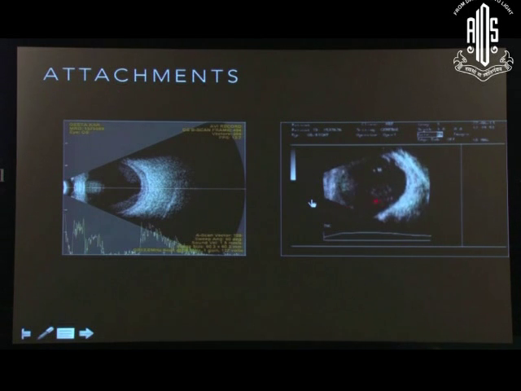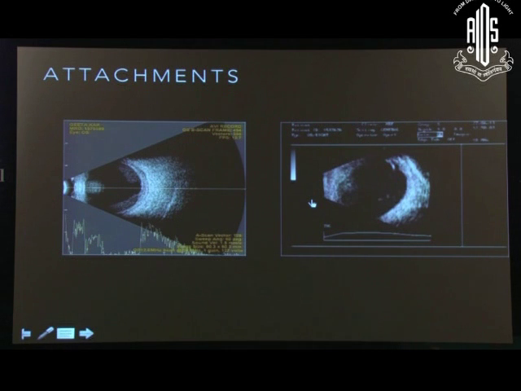And this is a patient with a fresh vitreous hemorrhage. It looks fairly innocuous until you see this in the periphery. And you see these echoes seem to be attaching to this little flap that's attached to the posterior globe wall. This is a horseshoe tear.